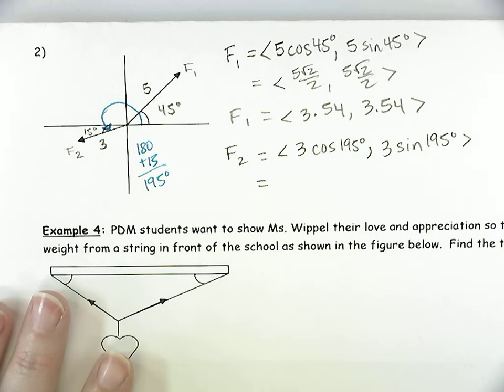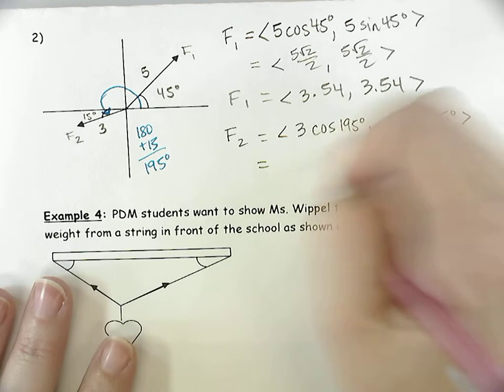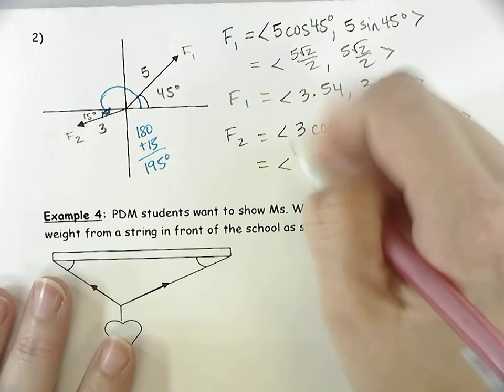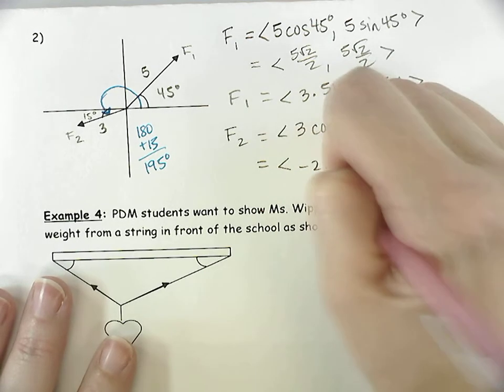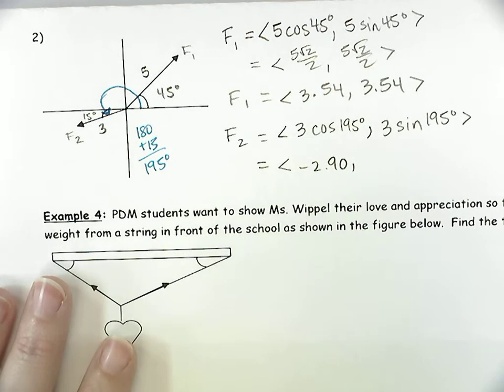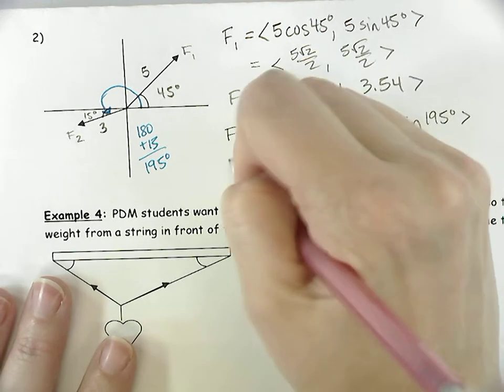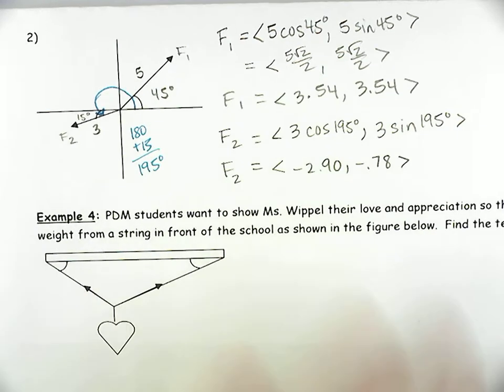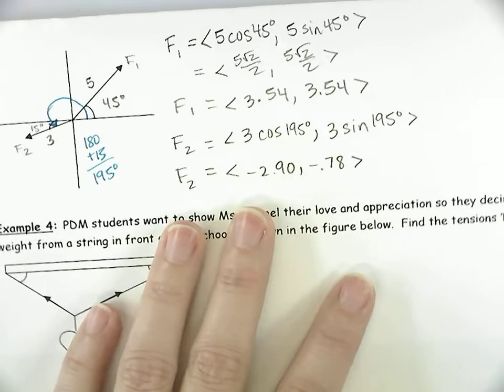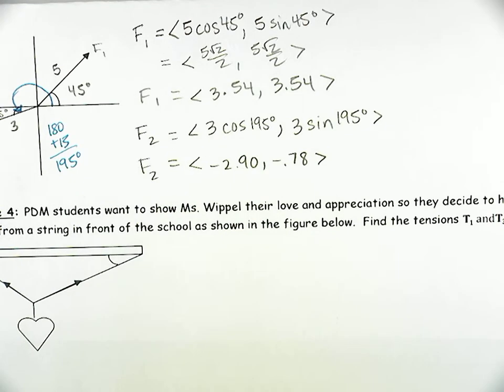Okay, so once you compute this, you should get -2.90. Yeah, nice job, Cal. I got the right answer.